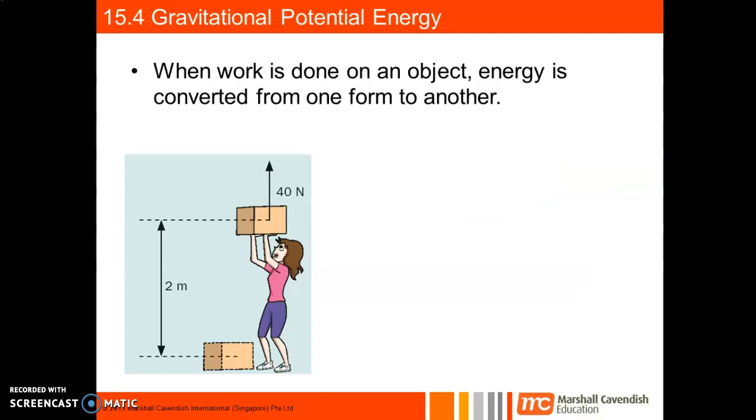When work is done on an object, energy is always converted from one form to another. For example, this lady over here has lifted a box with a weight of 40 newtons up for 2 meters. If we use the calculation for work done, force times distance, remember the distance must be in the same direction as the force. So 40 newtons times 2 meters will be the work done.